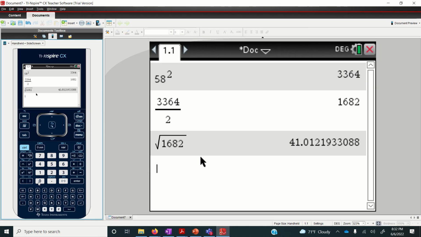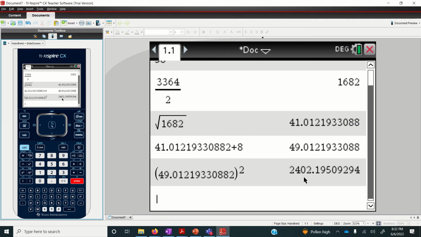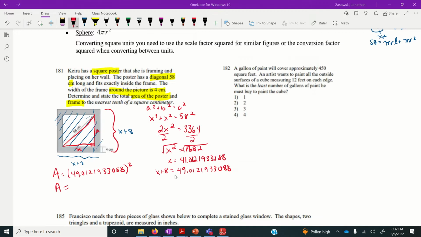Okay. So we're just going to take this number, we can add 8 to it, and then we're going to square it. So notice that I'm using that long number, and now I'm going to round it. So 2,402.2. Okay? Yay! And that is our answer.